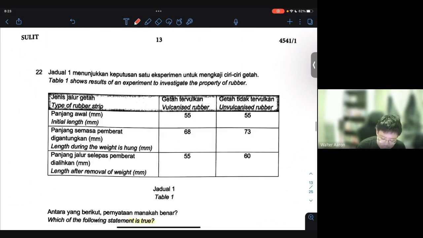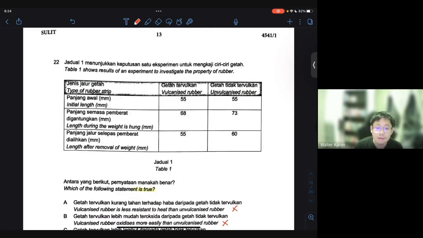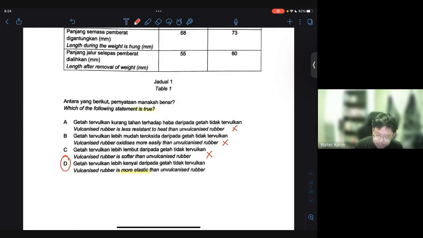It's not about stretching it, right? You can see it stretches. So we're actually testing the elasticity of the rubber instead. So since this is indicating elasticity, that the vulcanized rubber is more elastic than unvulcanized rubber, I would say it is technically correct. So therefore, number 22 is D.